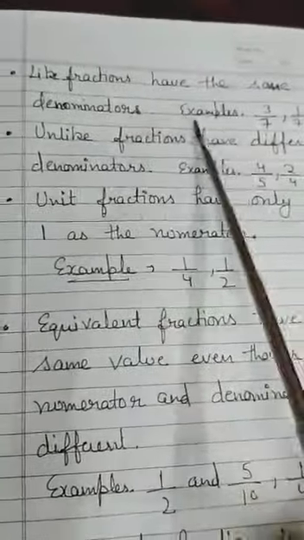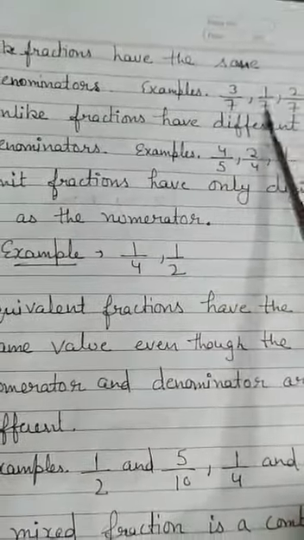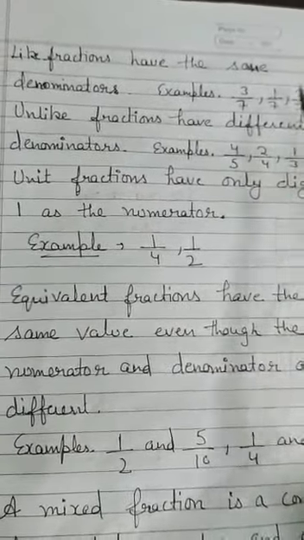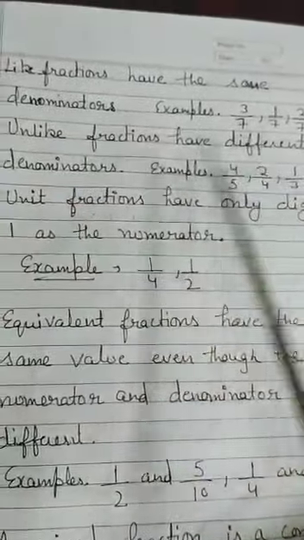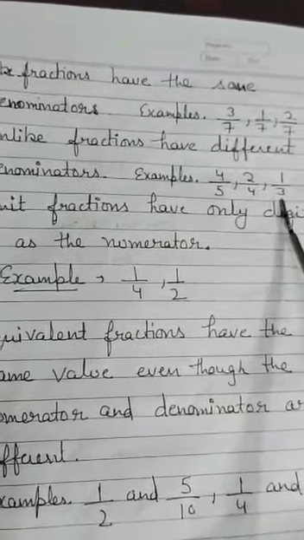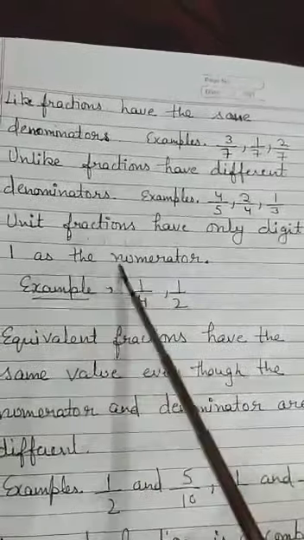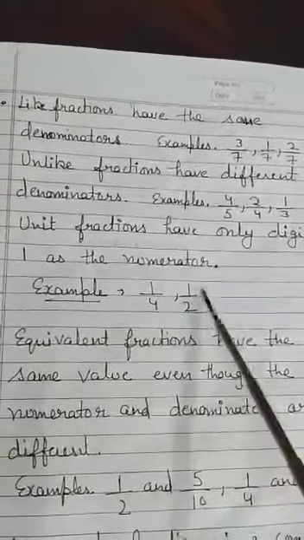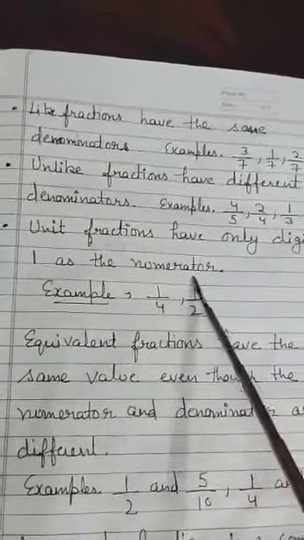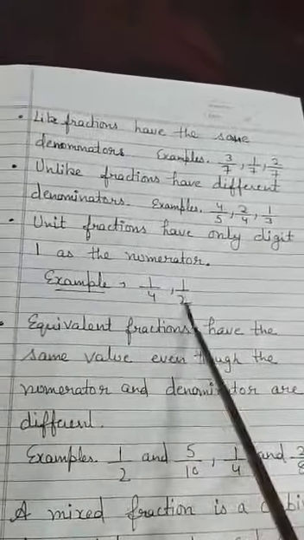Now, like fractions have the same denominator. Here you can see examples 3/7, 1/7, 2/7. All the denominators are the same. Unlike fractions have different denominators: 4/5, 2/4 and 1/3. Unit fractions have only the digit 1 as the numerator. Examples: 1/4, 1/2. Only the digit 1 as a numerator.